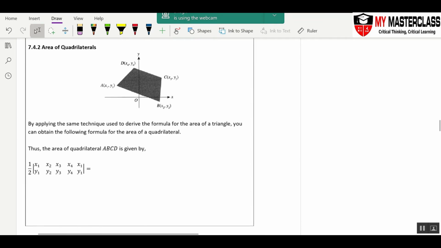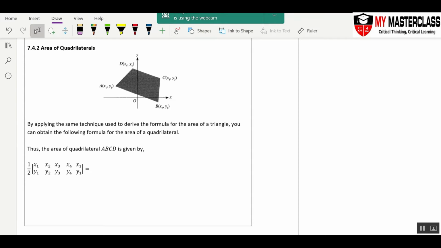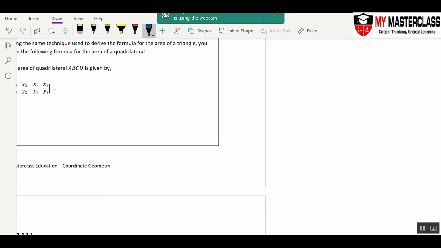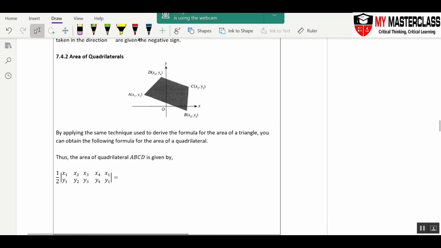First, write down all your coordinates in this form. After you write the first coordinate, you must go in an anti-clockwise manner this way, and then write back the first coordinate. See, this is the first coordinate, and then this is also the first coordinate. Must go in the anti-clockwise manner.